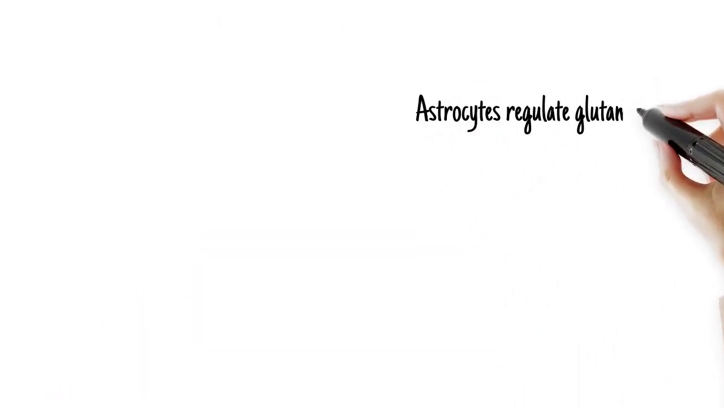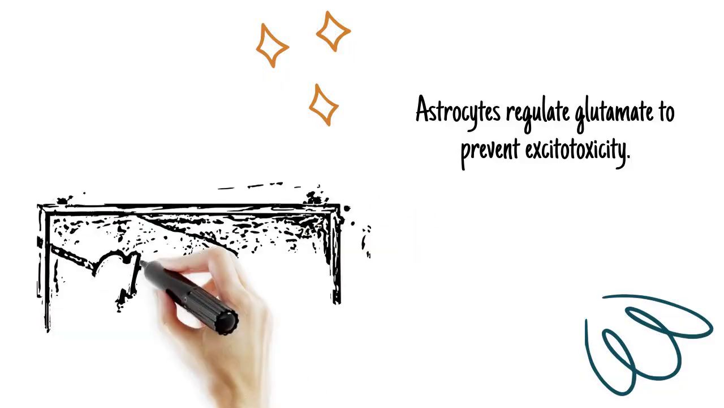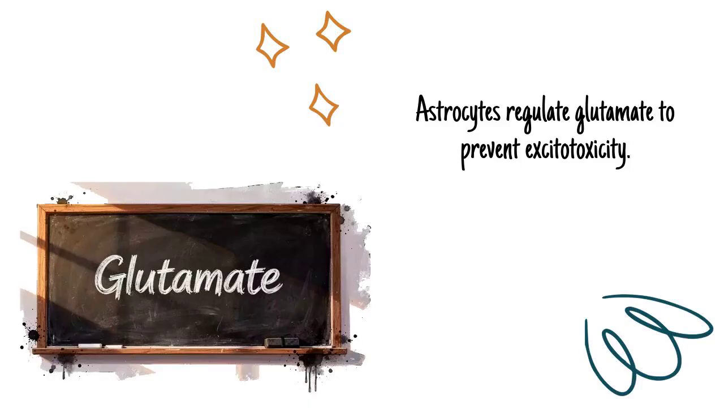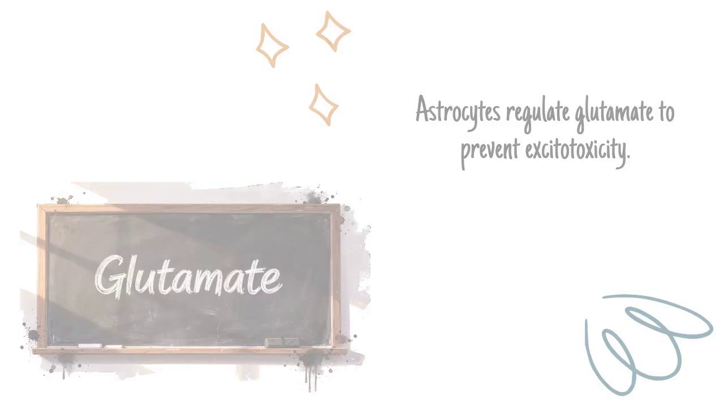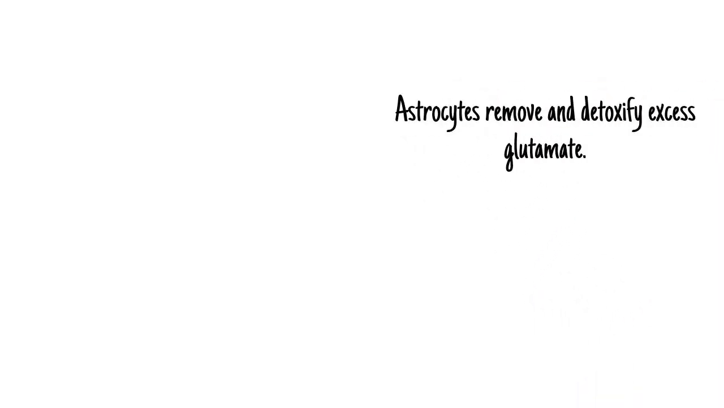Astrocytes also serve a critical neuroprotective function through glutamate regulation. Glutamate is the brain's most abundant excitatory neurotransmitter, and at high concentrations it becomes toxic to neurons, a phenomenon called excitotoxicity. Astrocytes defend against this in two complementary ways.